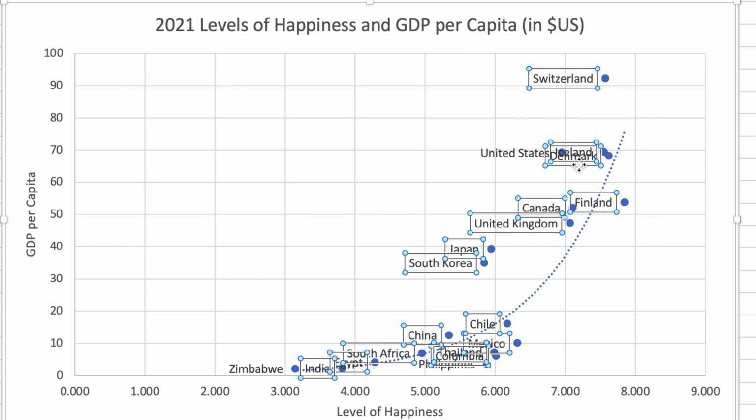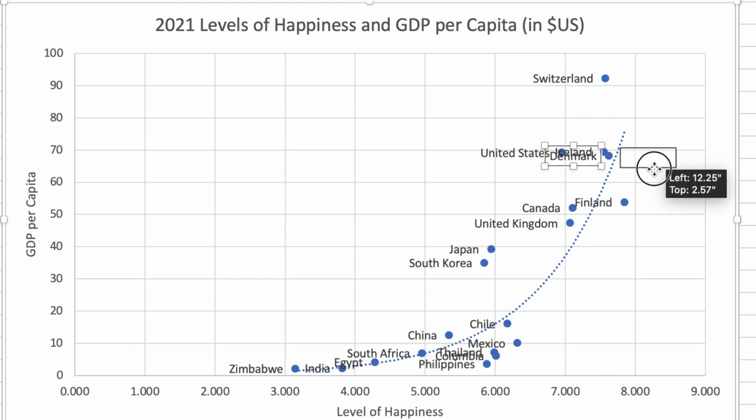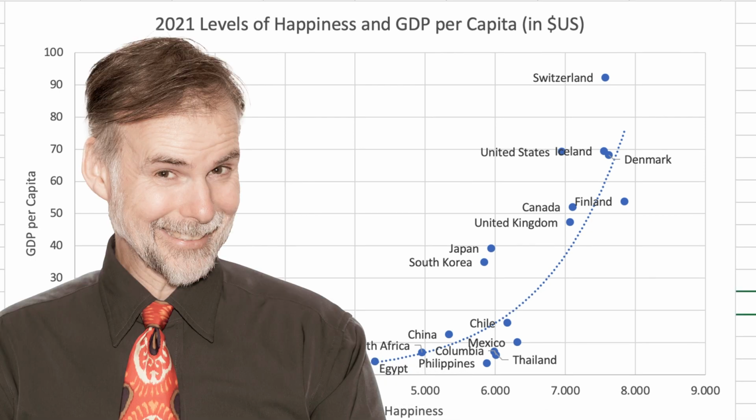To help out with readability, I'll click and drag the data labels so that they're not too close together. Now I have a scatter plot that shows the relationship between people's level of happiness and GDP per capita.